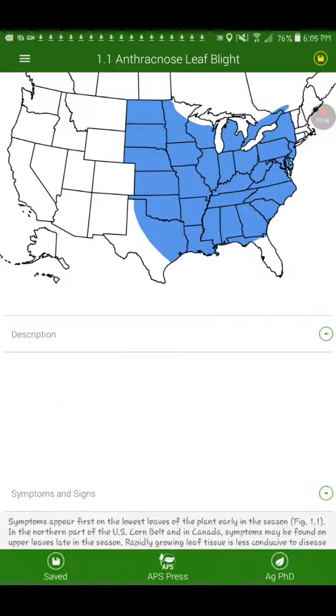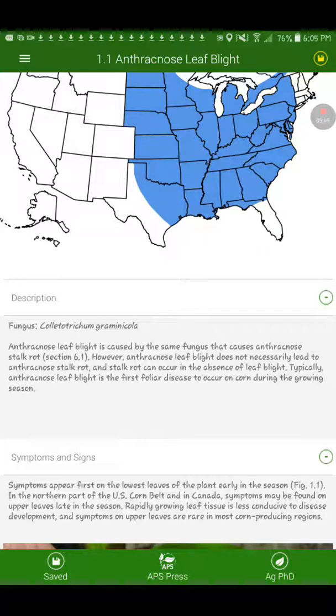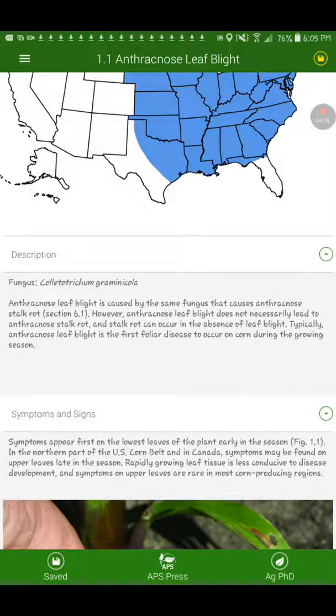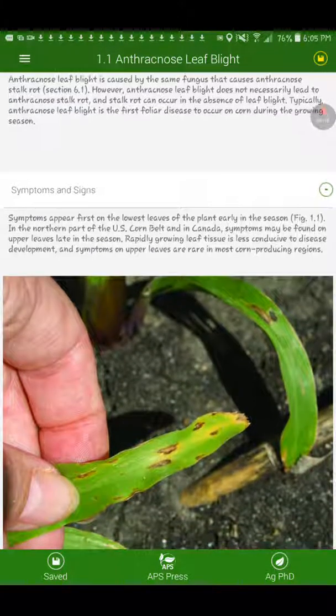Description. Fungus, Colletotrichum graminicola. Anthracnose leaf blight is caused by the same fungus that causes anthracnose stalk rot, section 6.1. However, anthracnose leaf blight does not necessarily lead to anthracnose stalk rot, and stalk rot can occur in the absence of leaf blight. Typically, anthracnose leaf blight is the first foliar disease to occur on corn during the growing season. Symptoms appear first on the lowest leaves of the plant early in the season, figure 1.1.